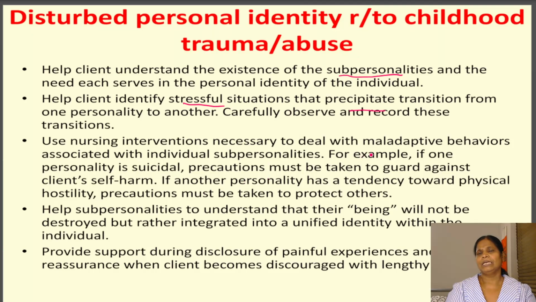For example, if one personality is suicidal, then we have to see that the environment is non-threatening, non-harmful. See that the client does not do harm to himself, or do any harm to others. If the other personality is an aggressive type of personality, you should see that this same person does not harm others. So others need to be protected.